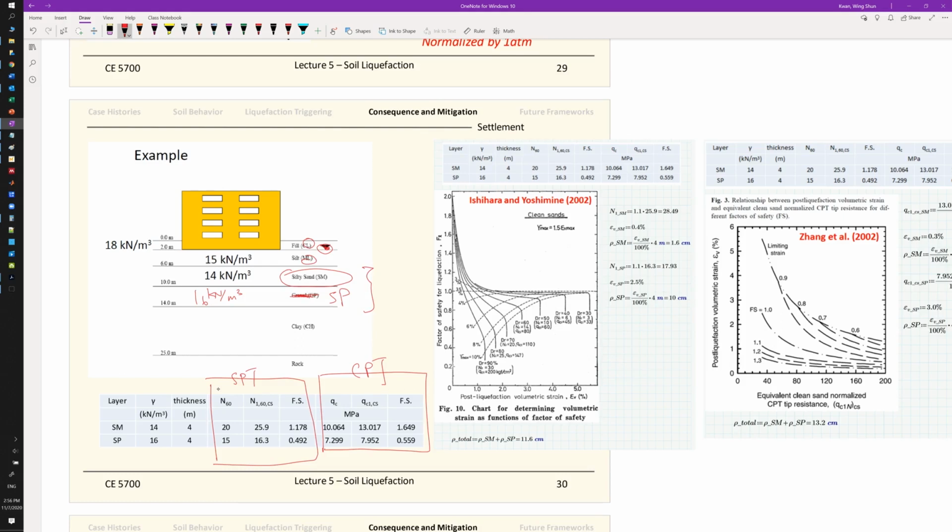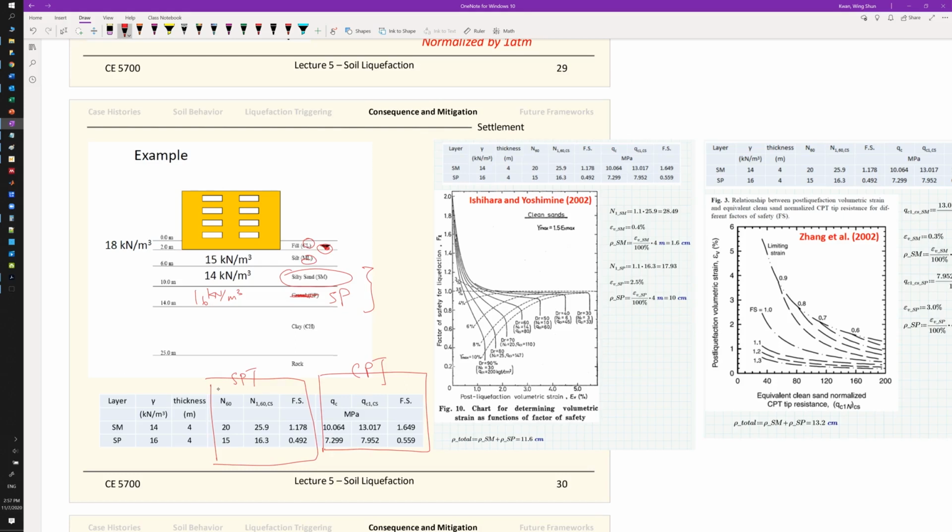First, if we want to use the Ishihara method, we convert the N60 to (N1)60 clean sand using the Idriss et al. 2003 method. Then we can convert that to the N1 values, which is the (N1)55 per the Japanese Ishihara procedure, which just multiplies it by 1.1. With that, we know the N values and the factor of safety against liquefaction, and we can also estimate the density of the soil.